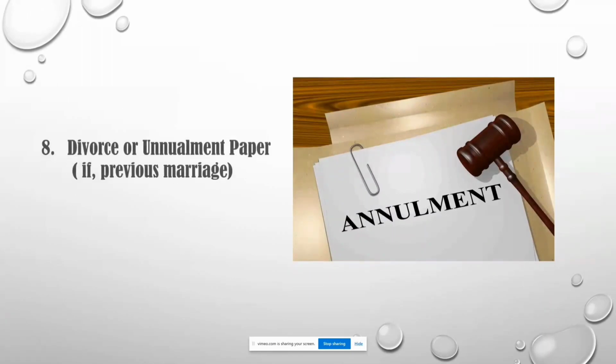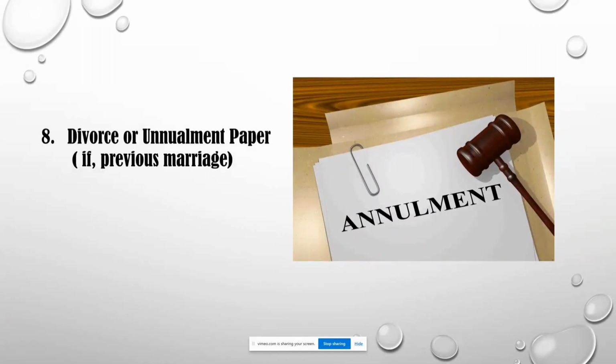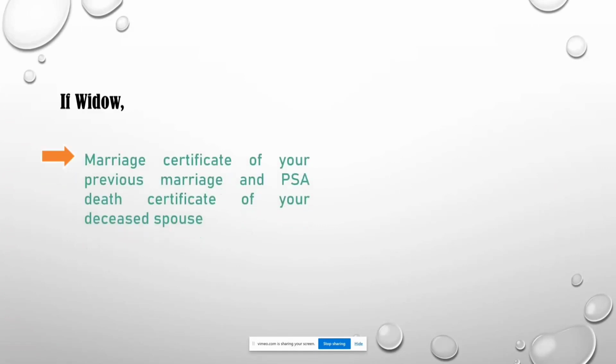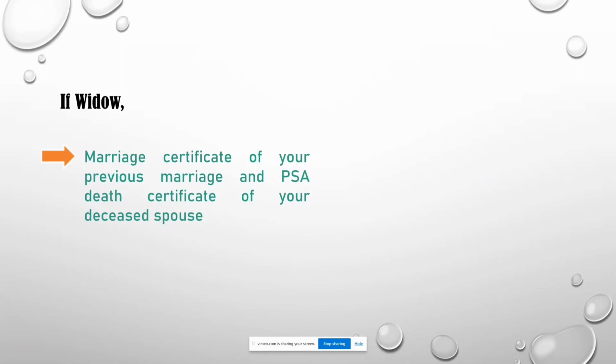And number 8 requirement is your divorce or annulment paper if previously married. Only valid divorce and annulment papers are accepted in the embassy. And if you are a widow or your spouse already passed away, these are the requirements for you: marriage certificate of your previous marriage or PSA death certificate of your deceased spouse.